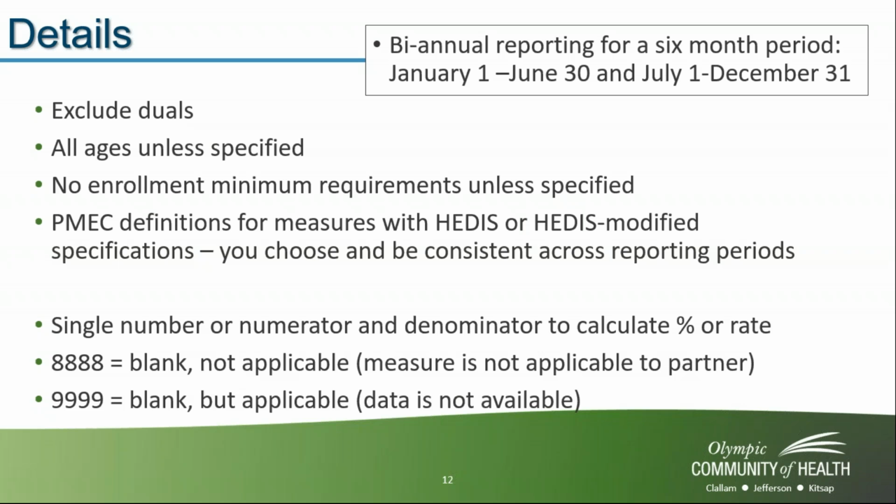And we would ask that you use a 9999 when there is a measure that you will be reporting on, but you're currently not able to. You do not have data for some reason, you're not collecting it yet, or you just don't have data available.